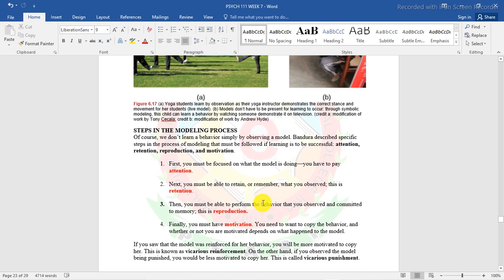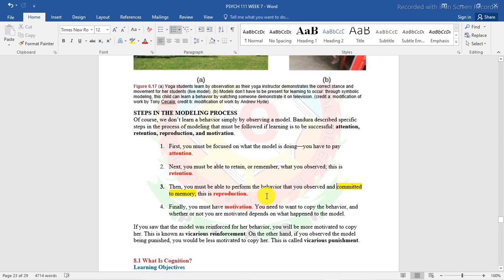Then, you must be able to perform the behavior that you observed and committed to memory. Okay? Sabi nga dito, committed to memory. Memorizing mo talaga. That's the power sa education natin. Kailangan mong memorizing to. Okay? So, na-reproduce mo siya kasi nga, you have your attention, you have your retention, and you already reproduce the action. And finally, you must have the motivation. Bakit mo ginawa yan? Kasi hindi ka maglalast pag wala kang motivation.